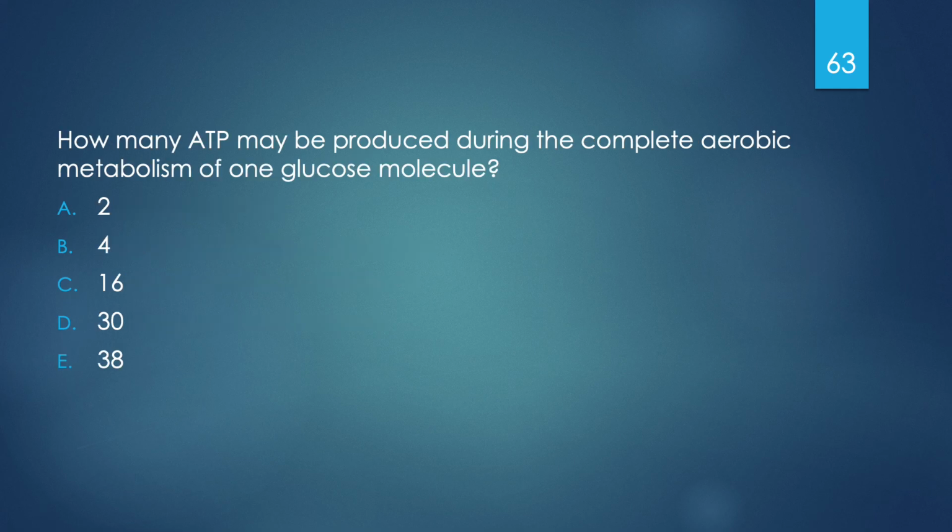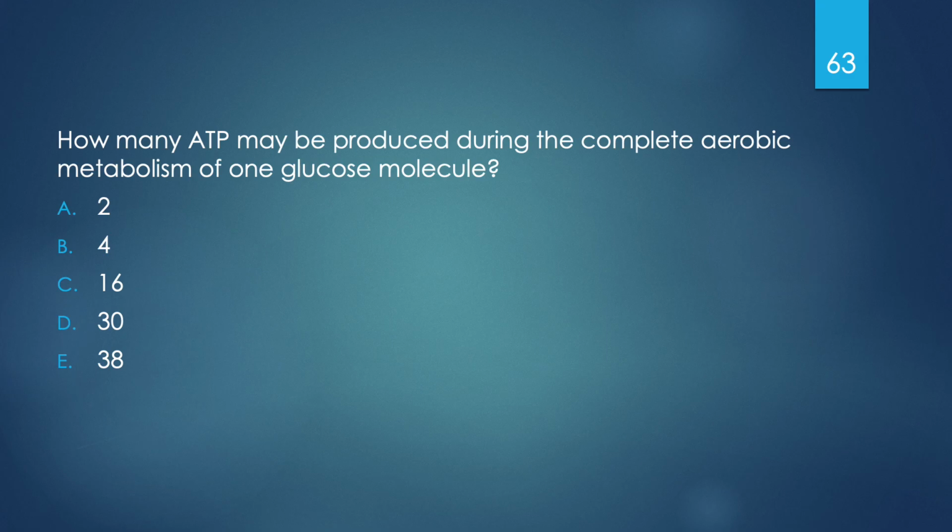How many ATP may be produced during the complete aerobic metabolism of one glucose molecule? A, 2; B, 4; C, 16; D, 30; or E, 38? So keep in mind this question is looking at the complete aerobic metabolism. So if it is the aerobic metabolism, that's ruling out any anaerobic metabolism. And we know that glycolysis is an anaerobic process.